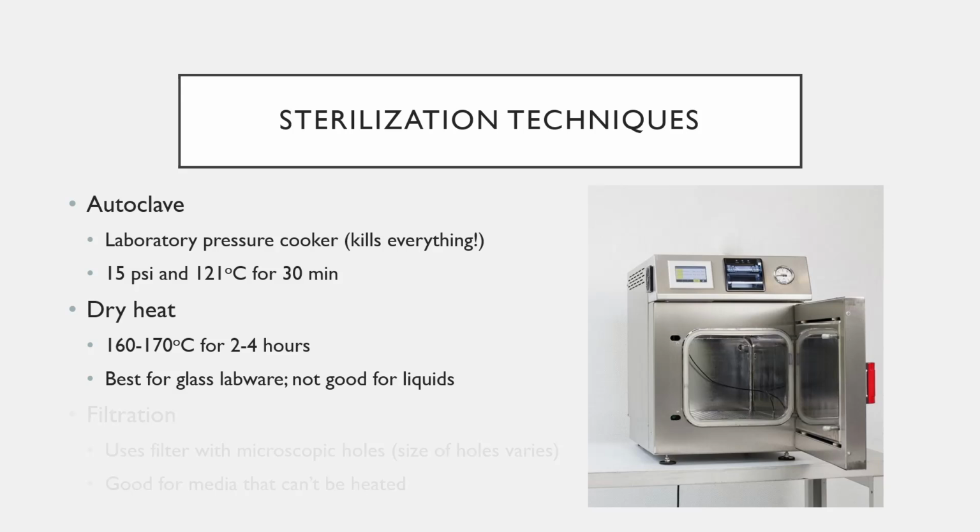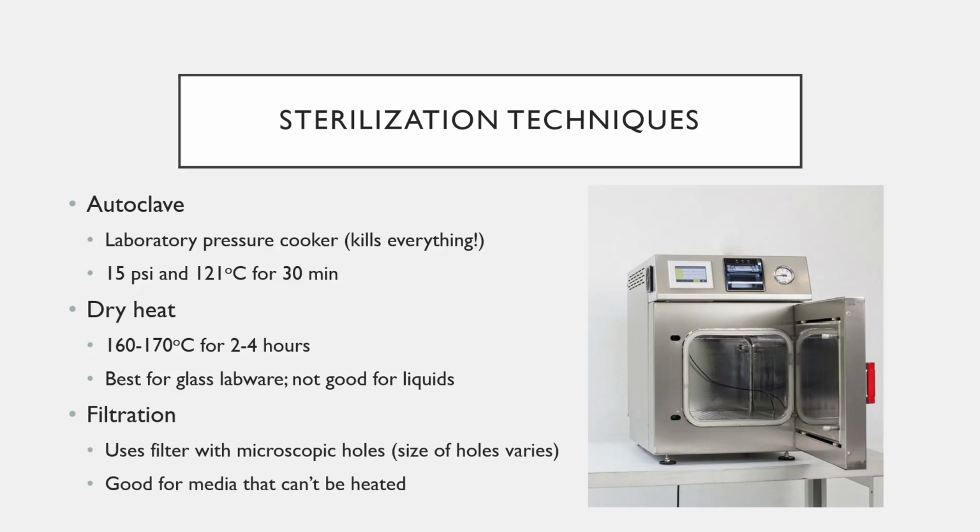Filtration is another sterilization technique, and filtration is typically used for growth media that cannot be heated. For example, there are certain types of growth media that contain enriching ingredients like red blood cells, and when you heat that media up, it would destroy the red blood cells. So not being able to heat that media, an alternative is to filter it. Using filters with tiny microscopic pores in them, you can filter out any bacteria, protozoa, or viral contaminants.